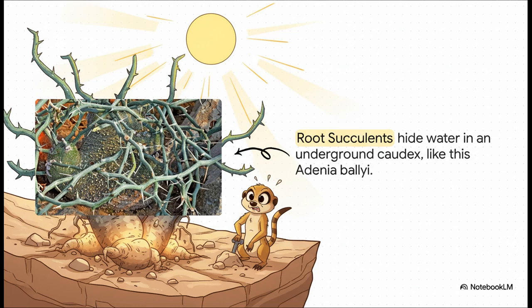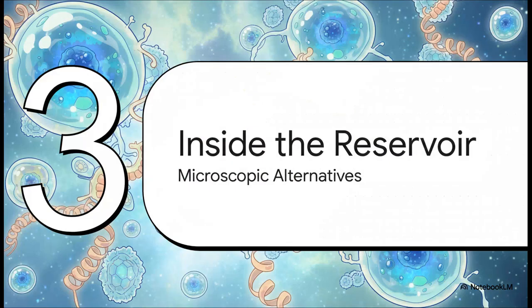And of course, some plants play it smart and safe. They become root succulents. They hide all their precious water reserves in this swollen base called a caudex, buried safely underground, away from thirsty animals and the scorching sun. So, we've looked at the alternatives on the whole plant level. Now let's zoom in, like way, way in, to the microscopic level.